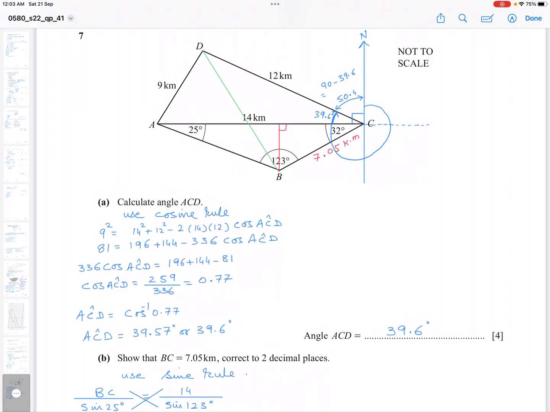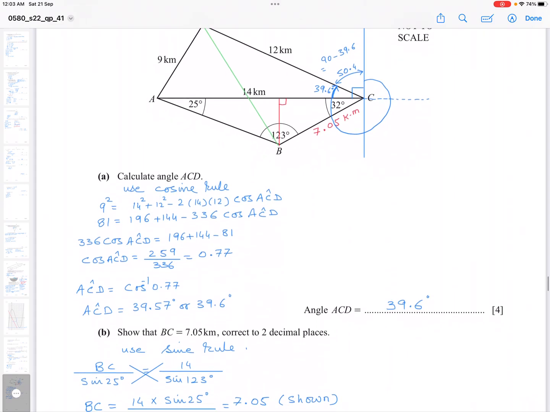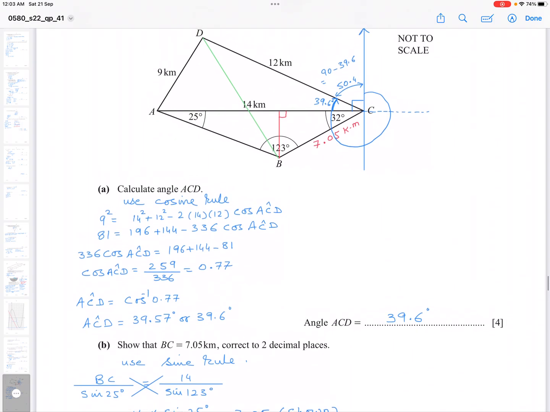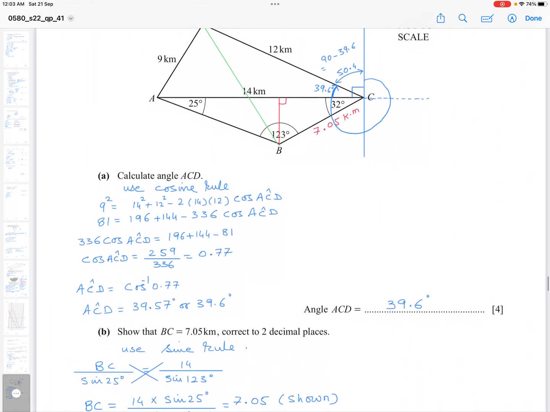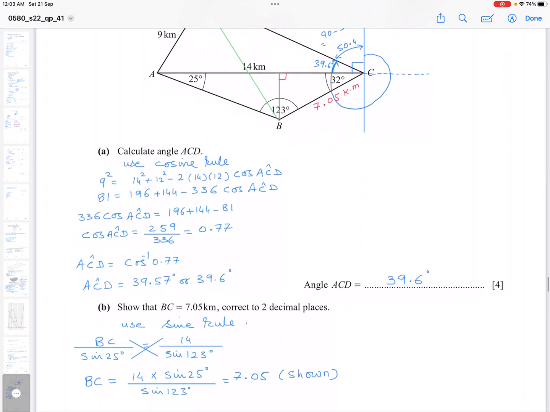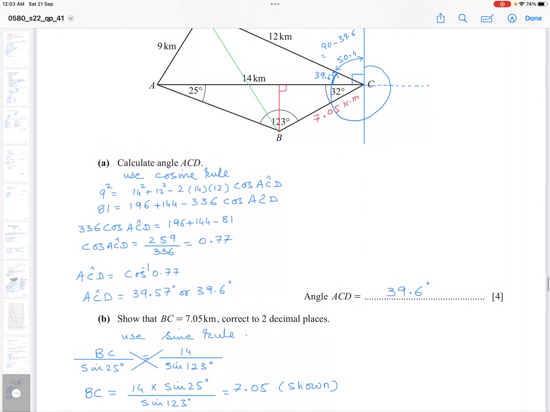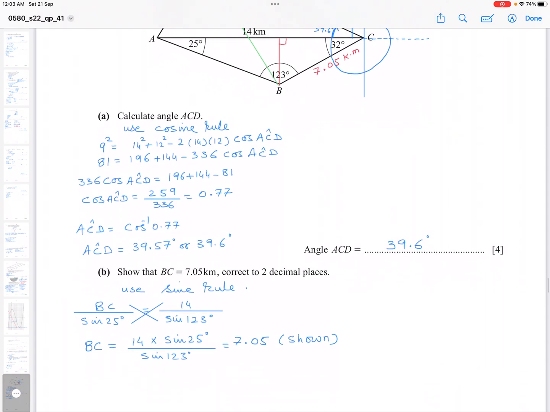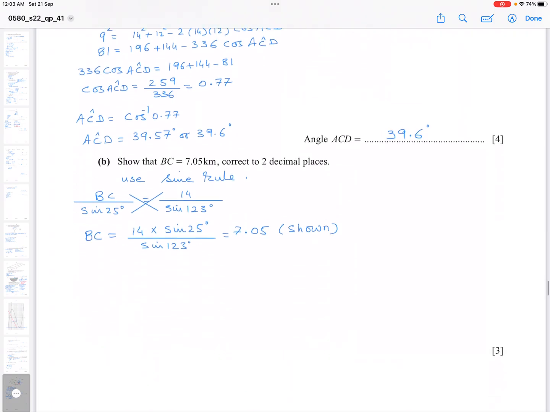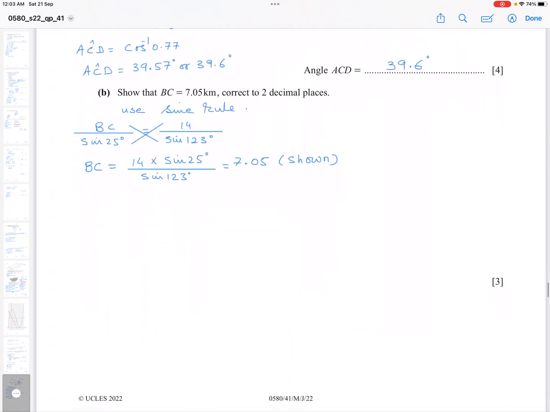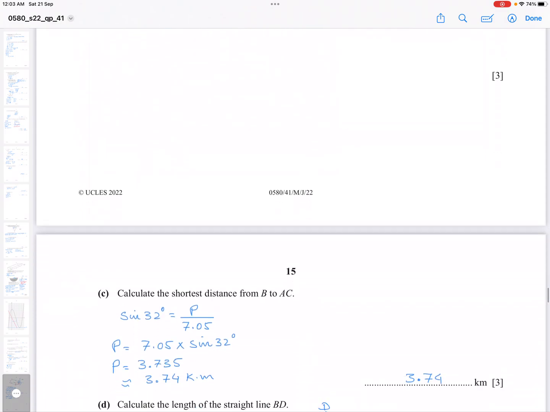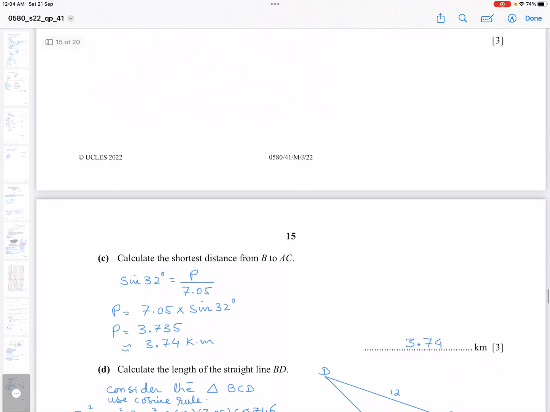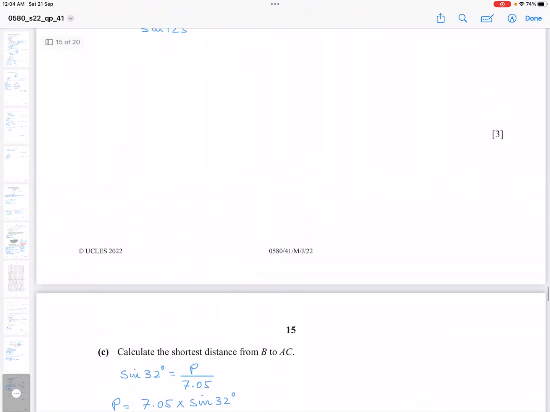So you can use in triangle ABC, you can use sine rule. BC over opposite angle is 25, so you write BC over sine of 25 is equal to 14 over sine of 123, cross multiply, so BC is 7.05 shown. Calculate the shortest distance from B to AC.